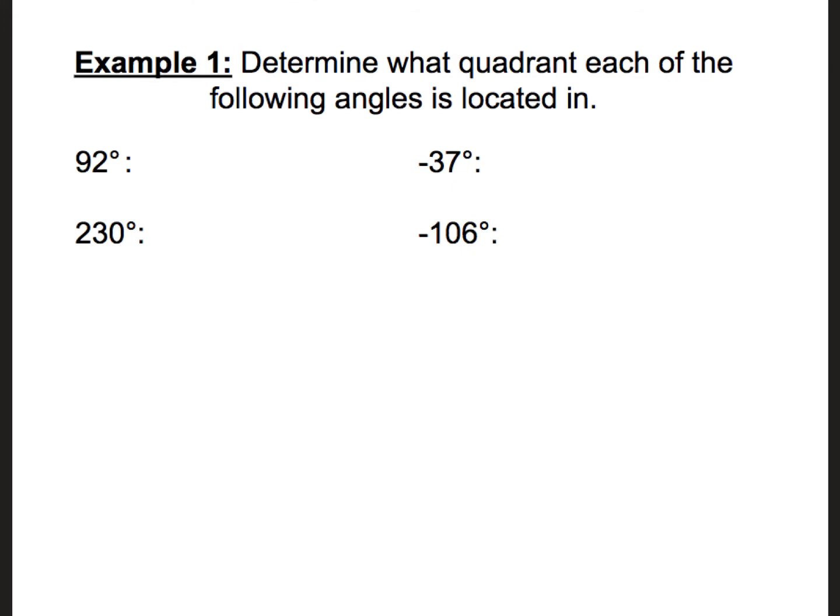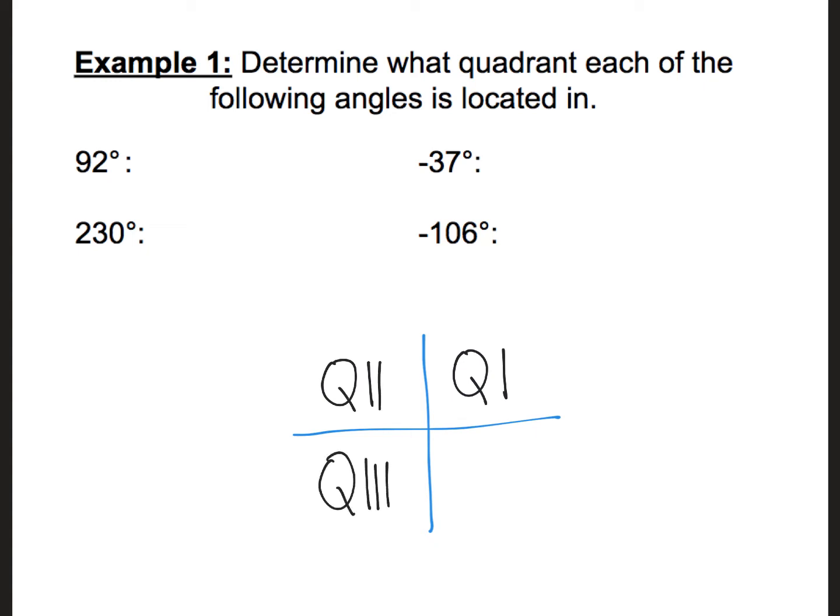Example 1 says determine which quadrant each of the following angles is located in. So remember, if I set up my little coordinate plane here, you can flip back to your slide to check it out. We have our 4 quadrants. You can write out the whole word quadrant if you want, or you can call them Q1, Q2, Q3, Q4. So this is Q1, this is Q2, this is Q3, and this is Q4. When you type it into your calculator or into the computer, it'll look like that. I like to put my little lines on top, but it's totally up to you.